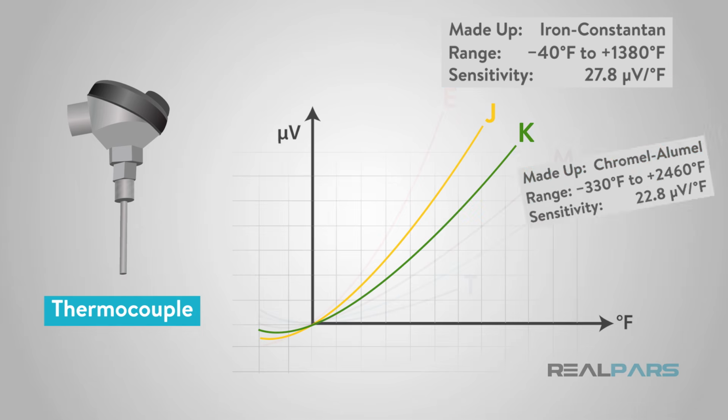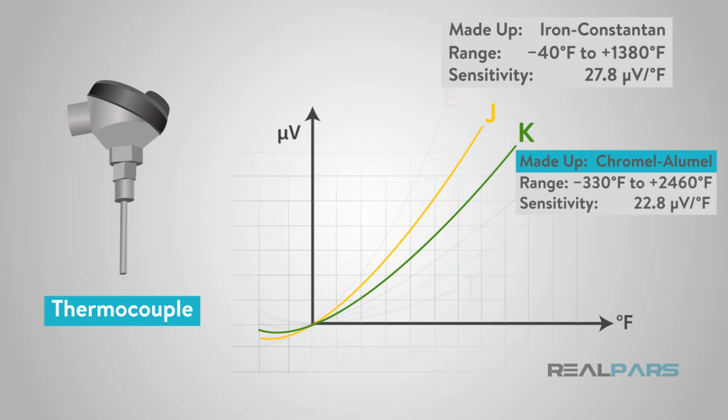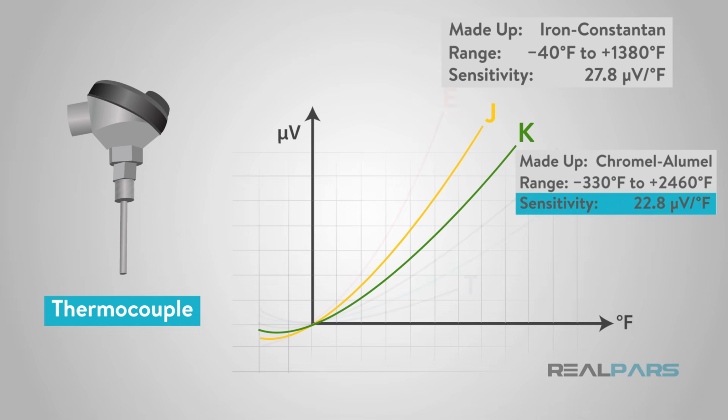While Type K, chromel-alumel, is one of the most common general-purpose thermocouples with a sensitivity of approximately 22.8 microvolts per degree Fahrenheit. Type K is inexpensive, and a wide variety of probes are available in its -330 degree Fahrenheit to positive 2,460 degree Fahrenheit operating range.